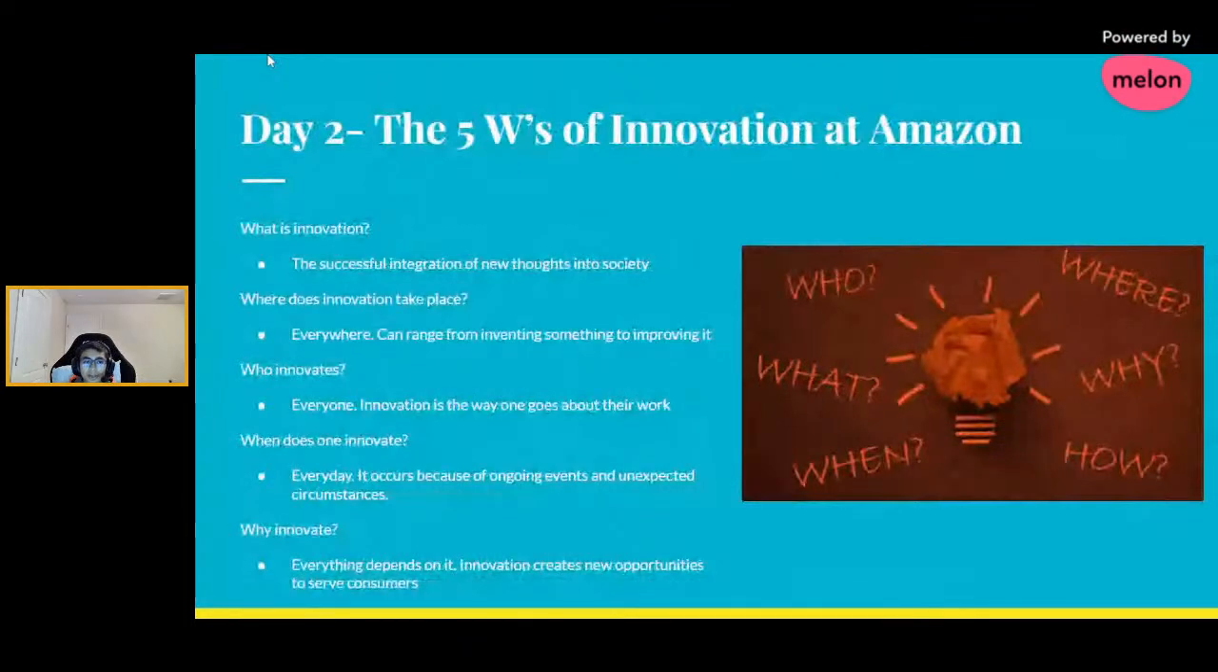Next, let's talk about the 5 W's of innovation at Amazon. First, what is innovation? Innovation is the successful integration of new thoughts into society. Where does innovation take place? Everywhere. It can range from inventing something to improving it. Who innovates? Everyone. Innovation is the way one goes about their work.